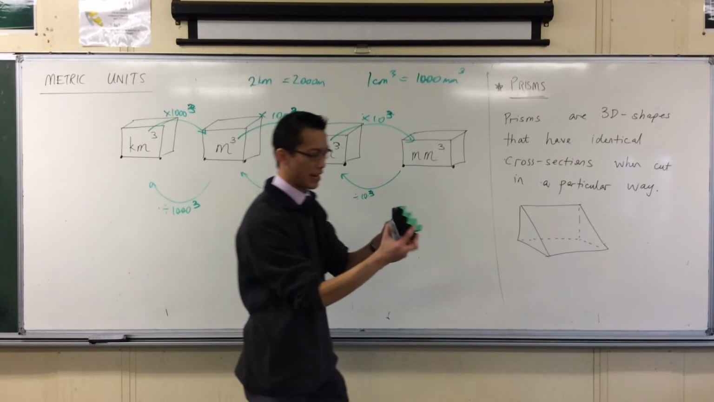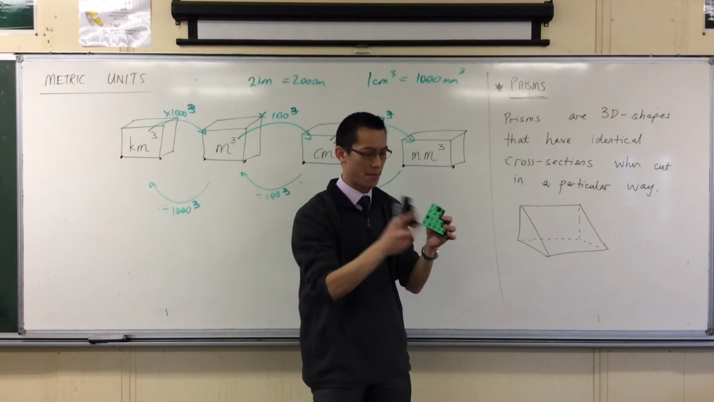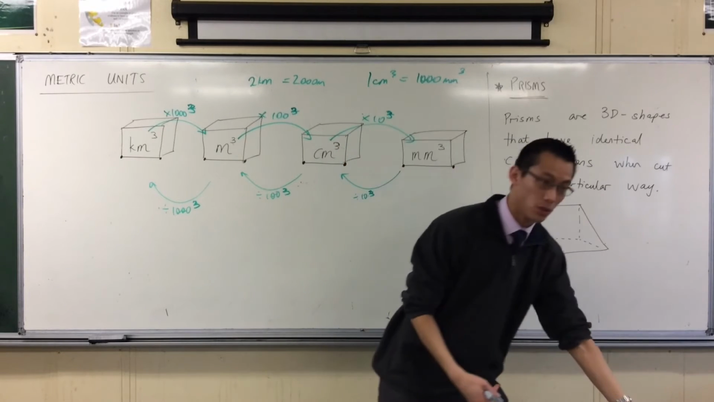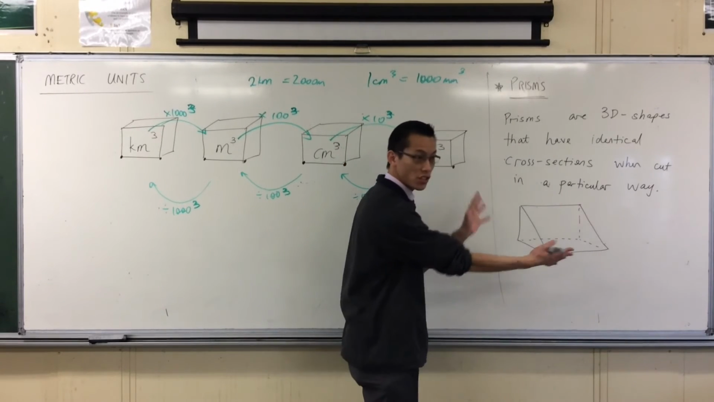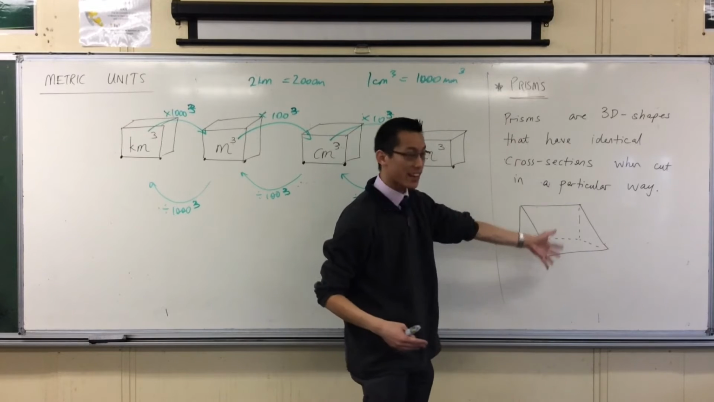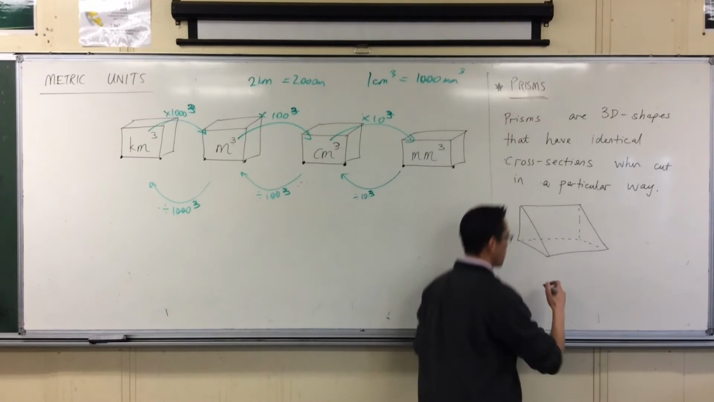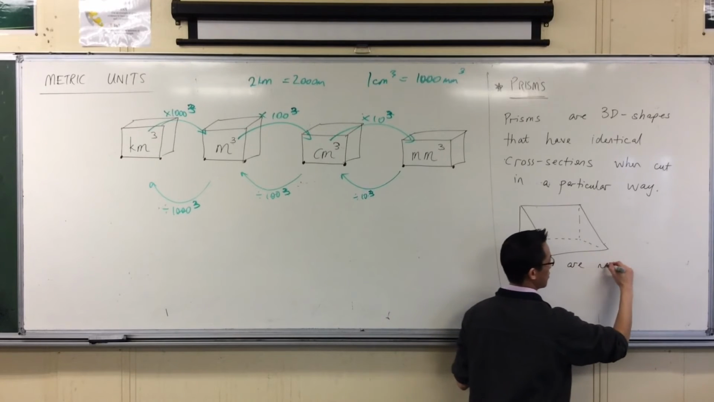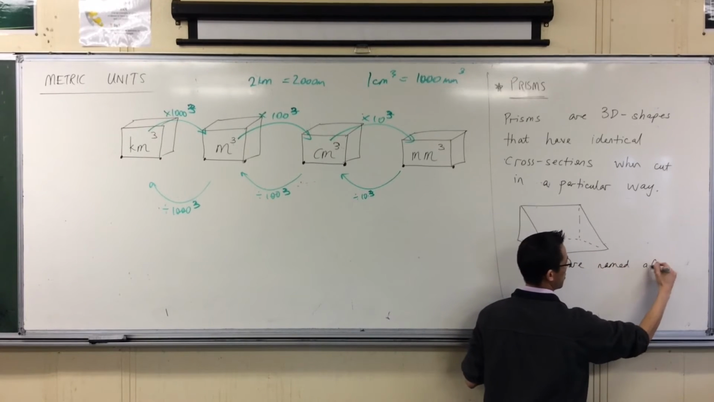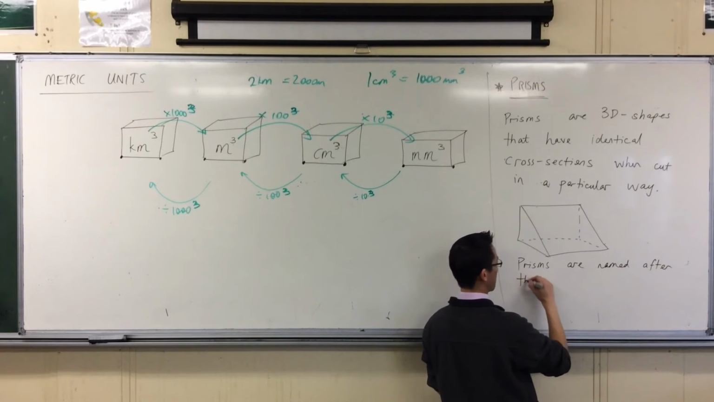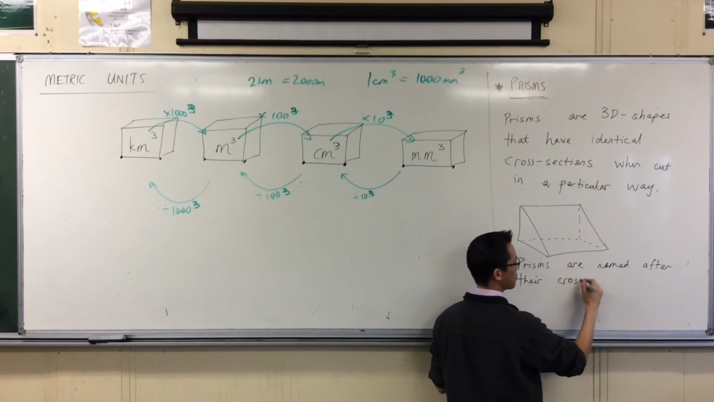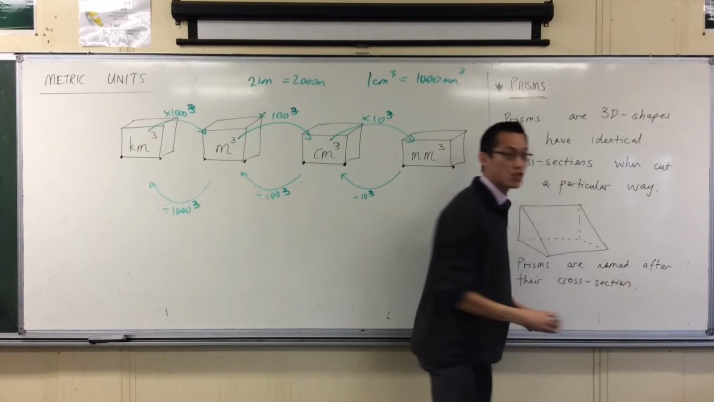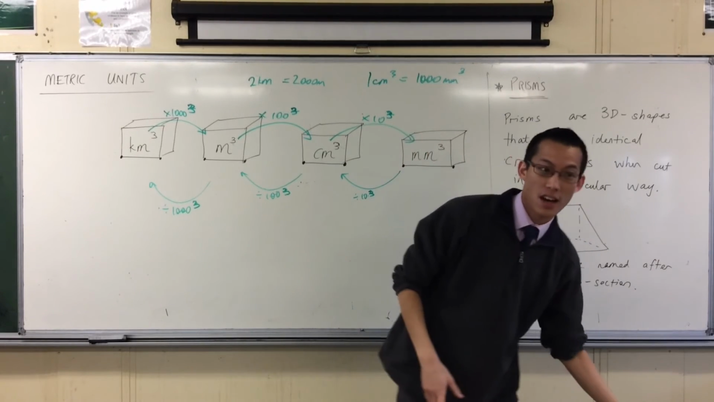Triangular cross sections, right? So therefore, because all of the cross sections are this same triangle, we call this particular shape a triangular prism. Prisms are named after their cross section. And that's what makes this particular one, because all of its cross sections are triangular, a triangular prism.